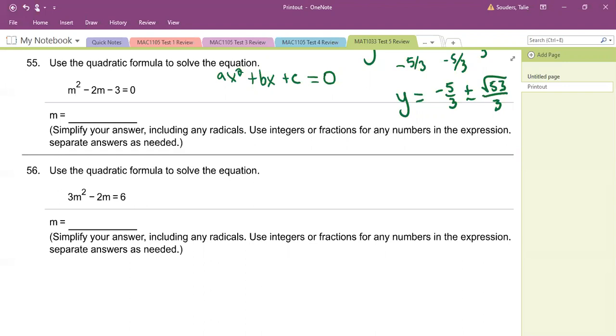So what is A in number 55? 1. What about B?